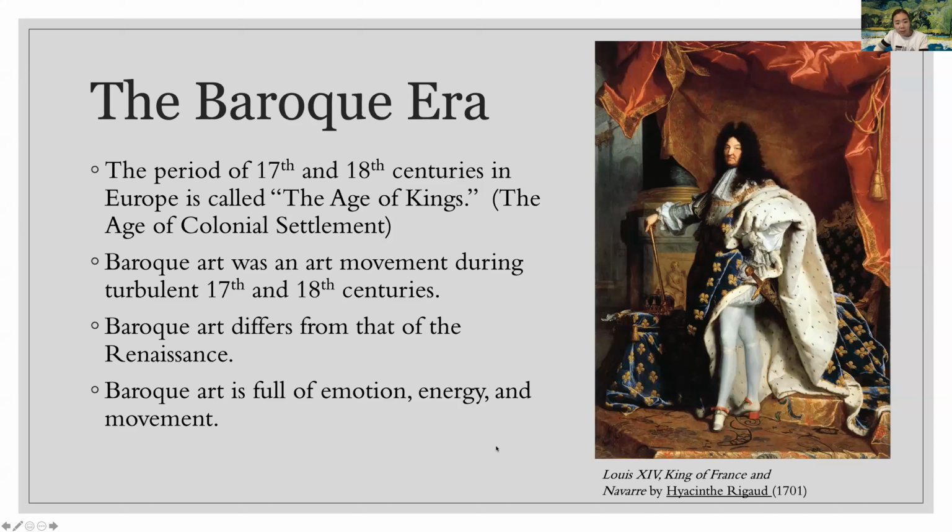The period of 17th and 18th centuries in Europe is called the Age of Kings. Some of the most powerful rulers in history occupied the thrones of various countries during this time. The same period could equally be called the Age of Colonial Settlement. The Spanish, the Portuguese, the Dutch, the French, and the English had established permanent settlement in North and South America.